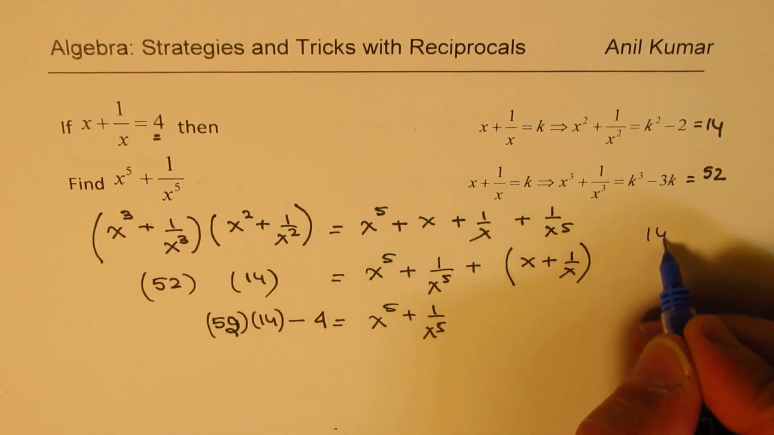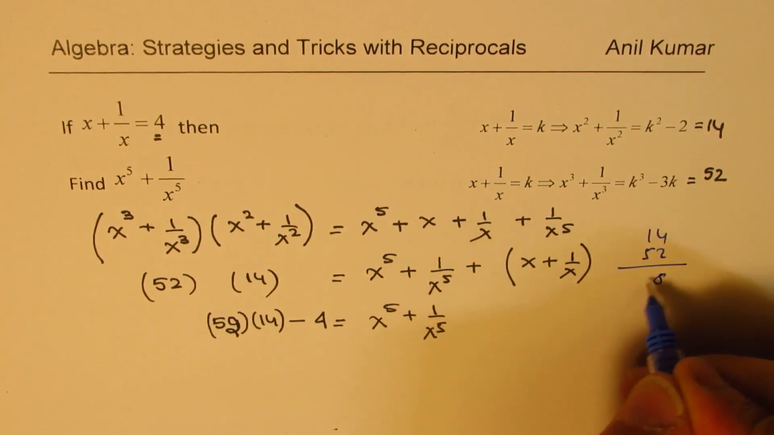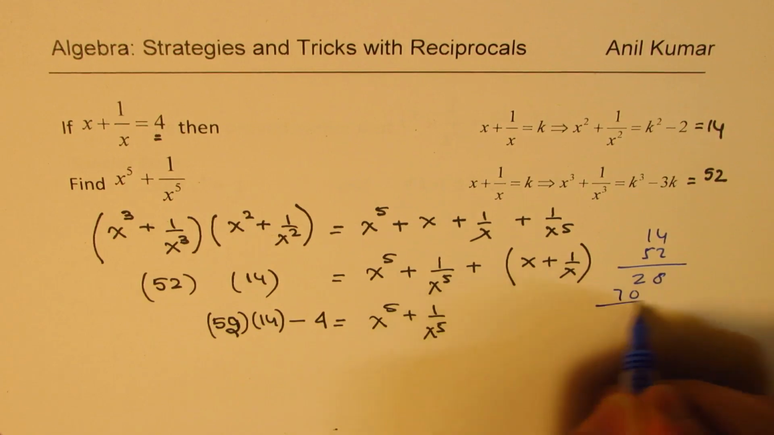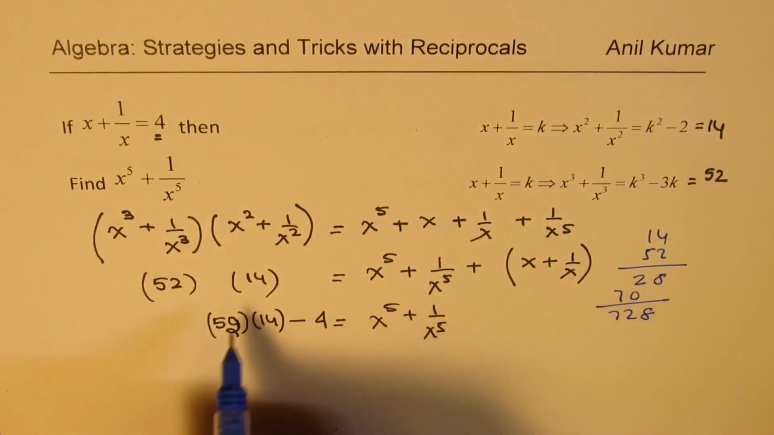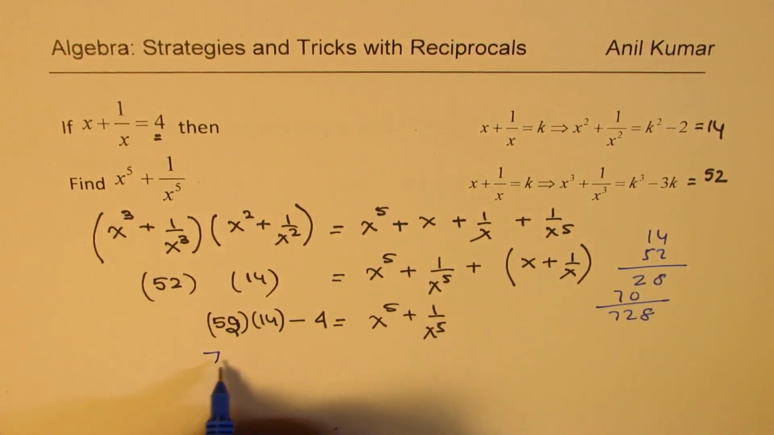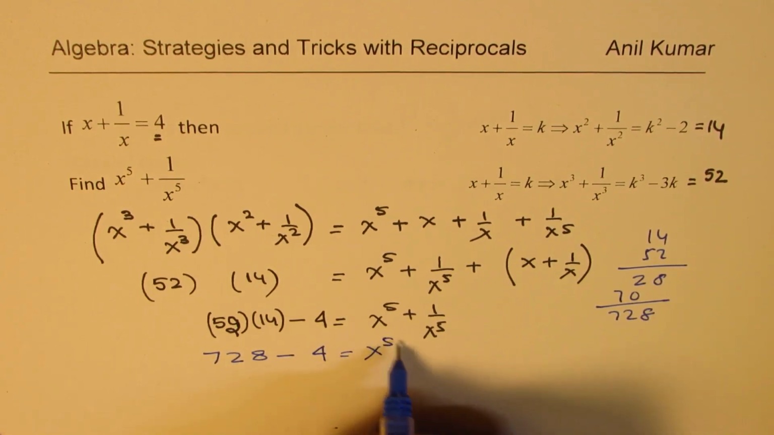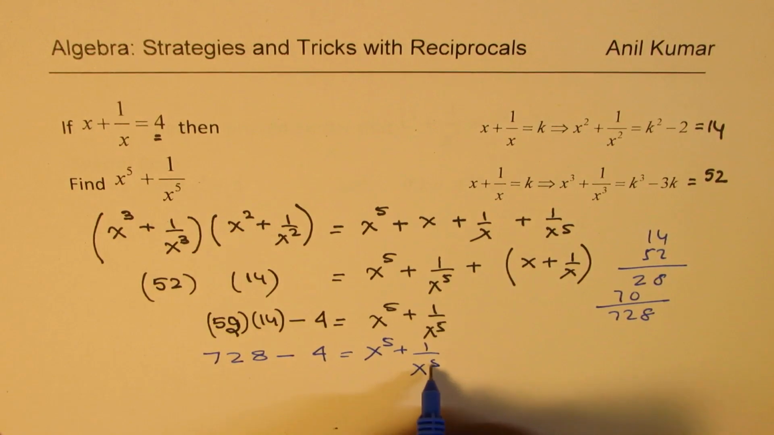So let's do it. So we have 14 times 52, which is 8 and 2, 5 times 4, 22 and 70. So we get 728. So this value is basically 728 minus 4 is equal to x to the power of 5 plus 1 over x to the power of 5.